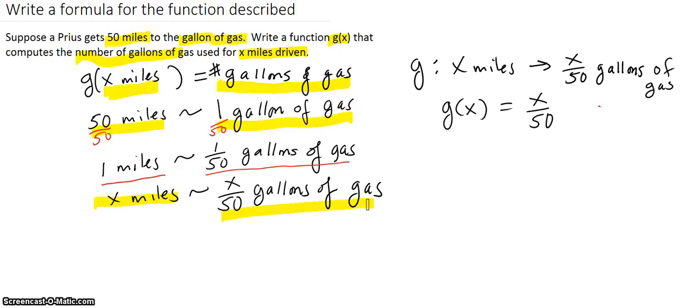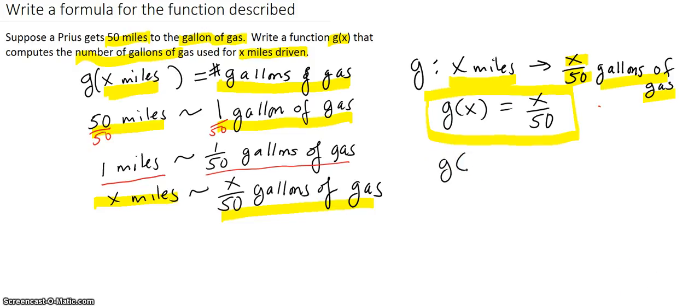So we should set up our function g to take in the input of x miles and give us out x over 50 gallons of gas. So the short version of that is g of x equals x over 50. Now let's check it out to see if it actually works.